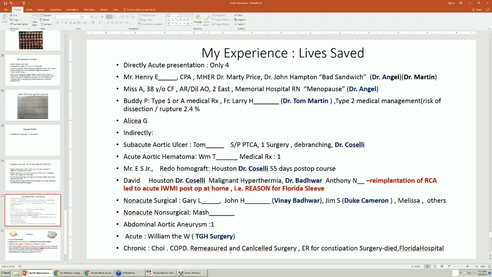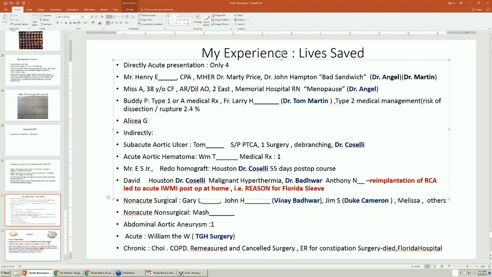So saved by the bell. But unfortunately, she did get constipation on one occasion, showed up to the ER with constipation, and they jumped on her with surgery and said, oh, look, an aneurysm. Hey, this is good. And they operated on the aneurysm. She died of COPD. And so unfortunately, she was out of my hands, and I wasn't able to save her from that. So these are some of the struggles that we've gone through with some of our patients.